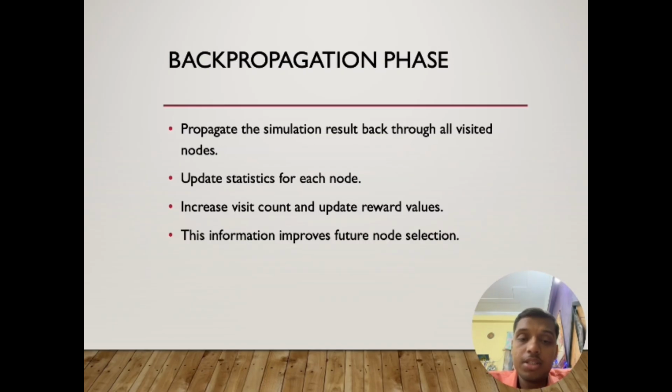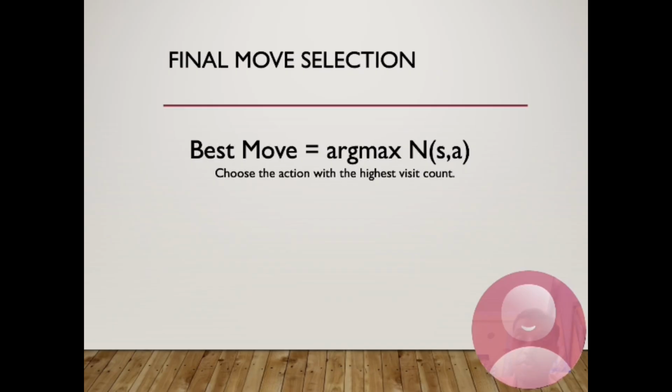After doing this, we reach the last phase, the back propagation phase. In this stage, the simulation has finished its work. The algorithm performs the back propagation part. The result of the simulation is propagated back through all visited nodes. Each node updates its statistics, including visit count and the reward value. By this, we check whether we got the best move or not.